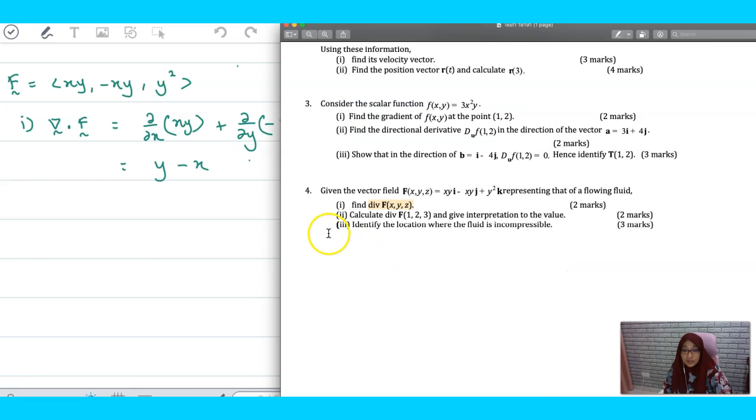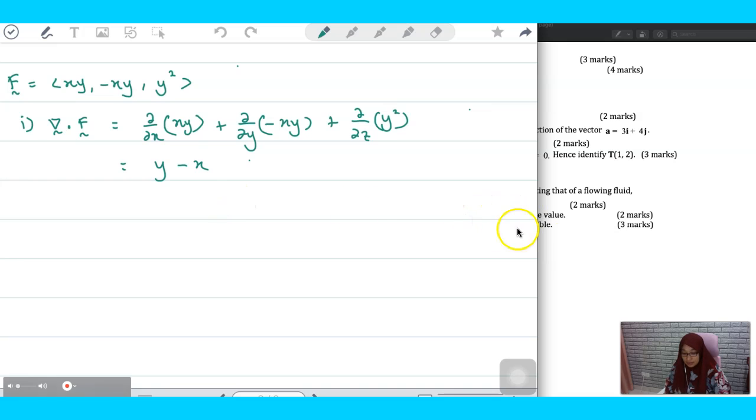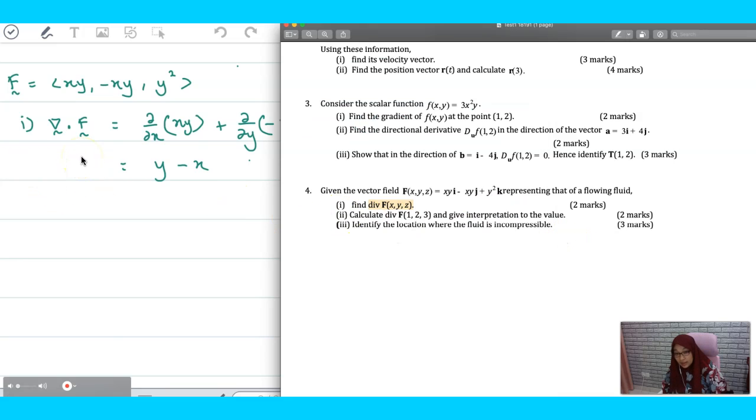Okay, and the second question, calculate the divergence of F at the point (1, 2, 3), and give the interpretation of the value. So, if we remember about the divergence, it will tell you if the divergence is positive, whether it's a source, or sink, or incompressible, right? Okay, so now we want to look at the divergence of F at the point (1, 2, 3).